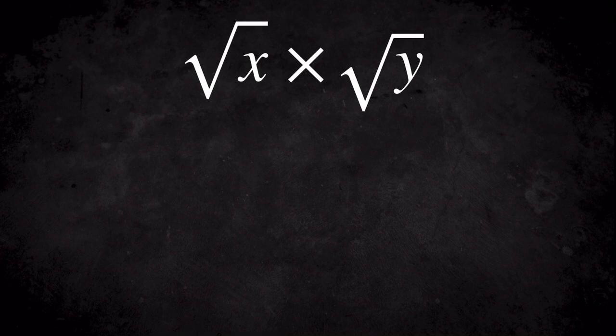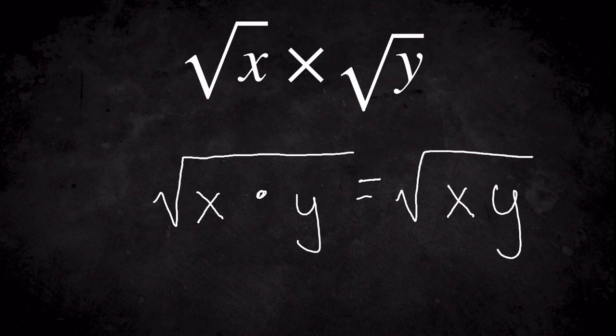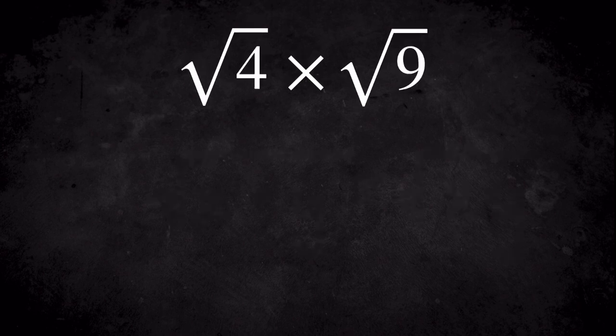Here, this would be the same as the square root of x times y, right? Which would equal the square root of xy, right? So now that we got this rule, we're going to do some examples using this rule.